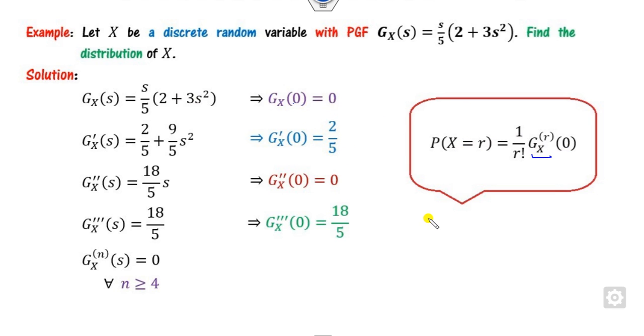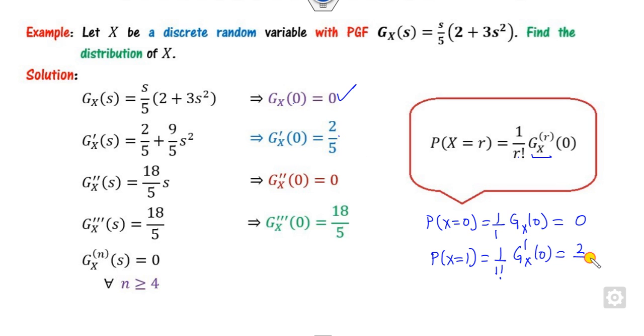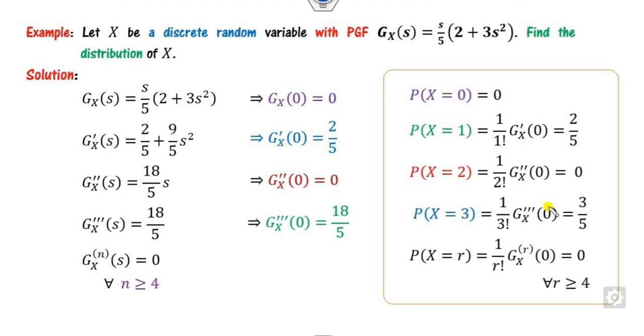So when you take r equal to 0, that is, what is P(X = 0)? That is 1 upon 0 factorial, 0 factorial is 1, and the derivative is nothing, so that is this value. This is nothing but 0. What about X equal to 1? It means 1 upon 1 factorial, times the first derivative, and the first derivative gives 2 by 5 as the required answer, and so on. Then 1 upon 2 factorial gives 0, and 1 by 3 factorial, where 3 factorial is 6, so 1 by 6 of 18 by 3 gives 3 by 5, and all others are 0.